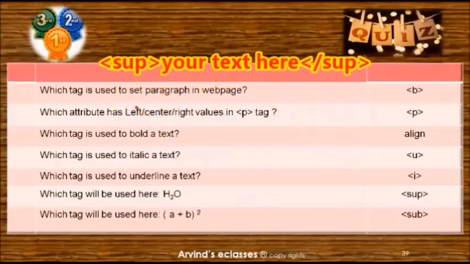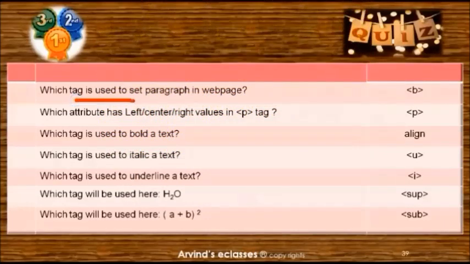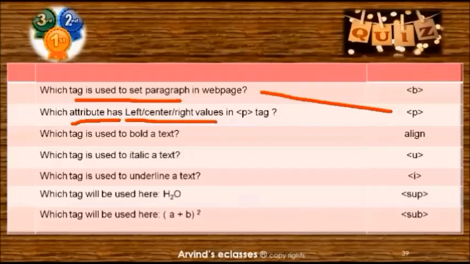So your first question is, which tag is used to set a paragraph in your web page? Paragraph means P. Think of it. Yeah, you are right. It is P. Very good. And the next question is, which attribute has these values, left, center and right, in the paragraph tag? And you know the paragraph tag has only one attribute. Yes, you are absolutely right. That is the align attribute, nothing else.